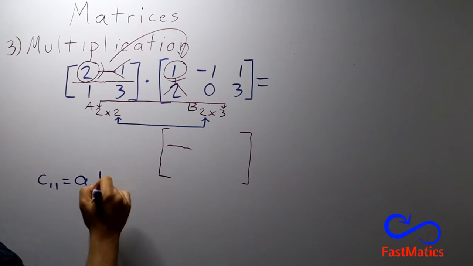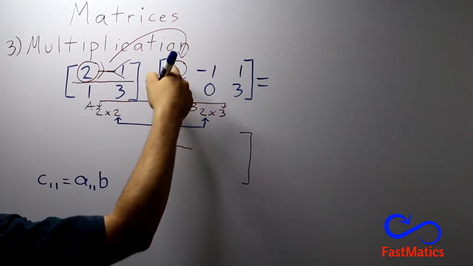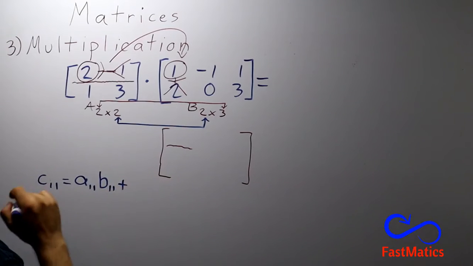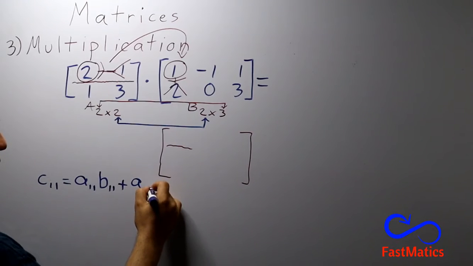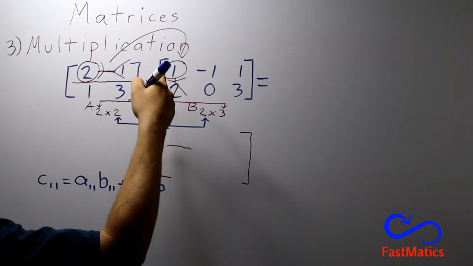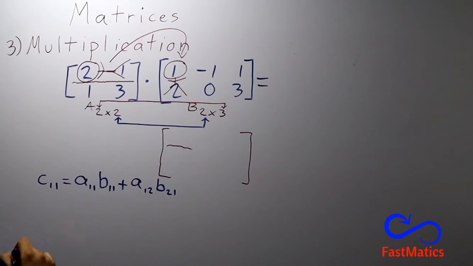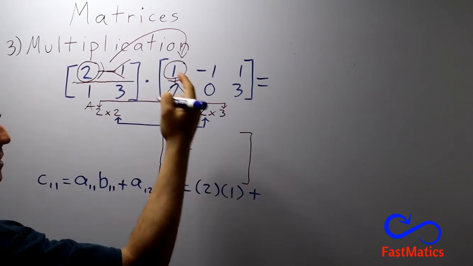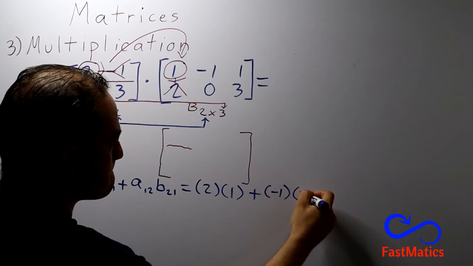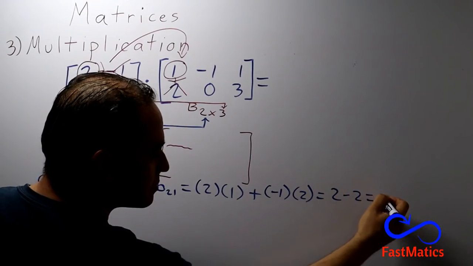is the element of matrix A, row 1, column 1, times the element of the matrix B, row 1, column 1, plus this number times this number, the element of matrix A, row 1, column 2, times the element of the matrix B, row 2, column 1. And that will be 2 times 1 plus negative 1 times 2. And that is 2 plus negative 2, is 0.